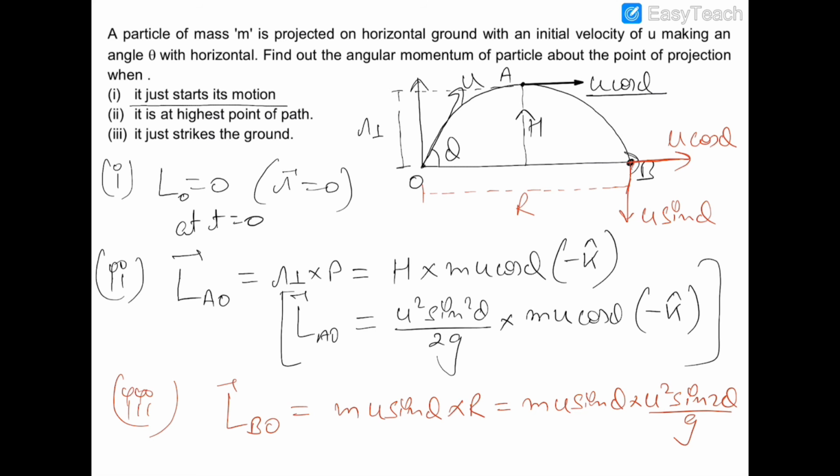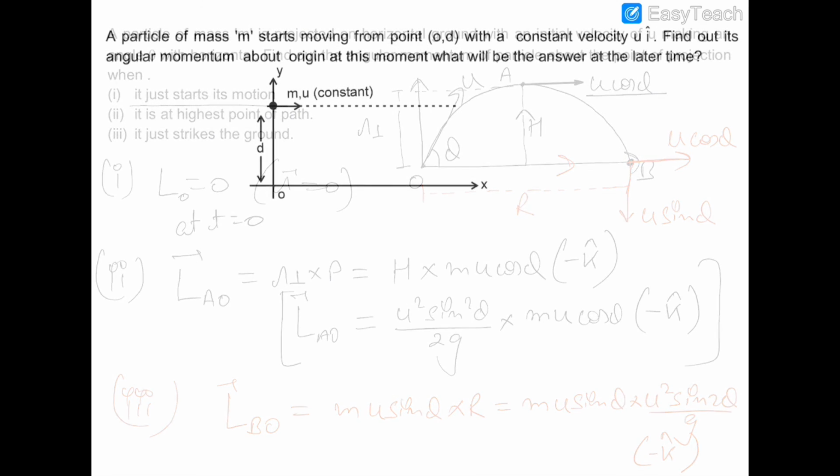And the direction of this angular momentum would also be minus k cap, because the radius vector r is like that and the momentum is like that. So we have to curl the fingers of our right hand starting from r towards p. Curling the fingers from r towards p would be curling them in clockwise sense, and then our thumb would be pointing in the downward direction, which is minus k cap. So this is minus k cap. Now let's move on to the next question.